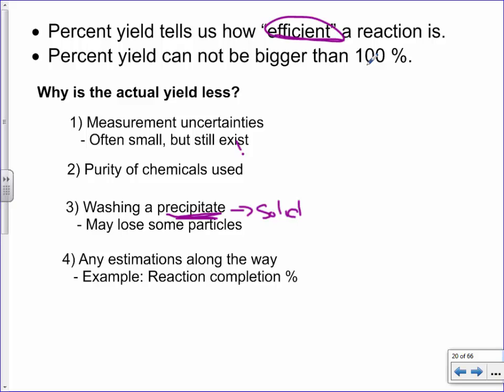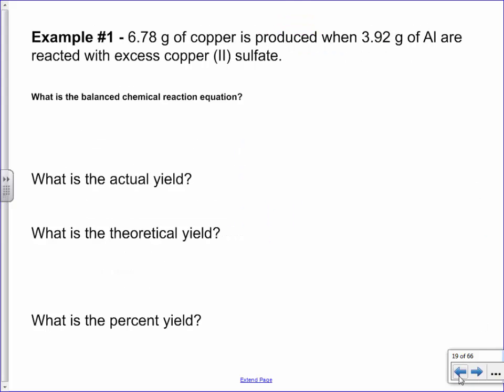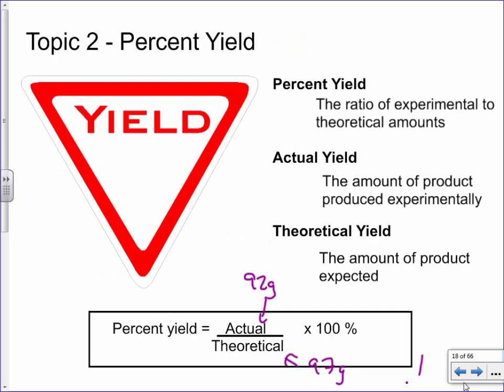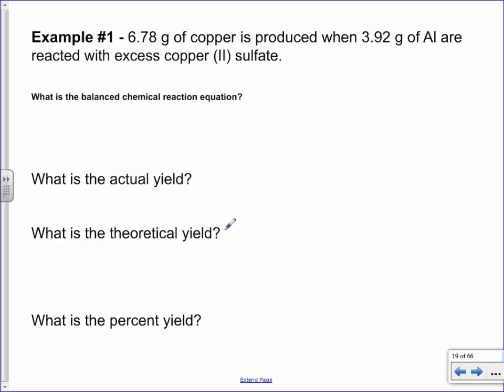But when you do chemistry in a hands-on environment, you will probably rarely, if ever, actually get the number you're expecting. So, long story short, if I ever ask you to find a percent yield, it's actual divided by theoretical. So let me do an example, and that's actually all I've got. Let's say we have some copper solid getting produced from aluminum and copper 2 sulfate.